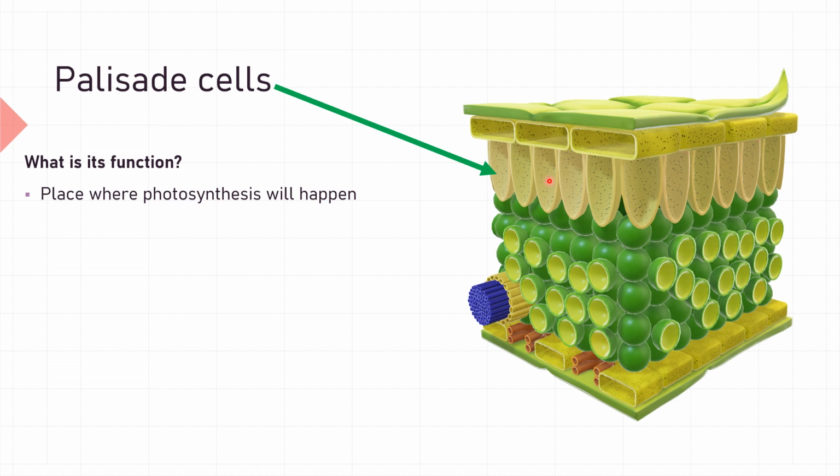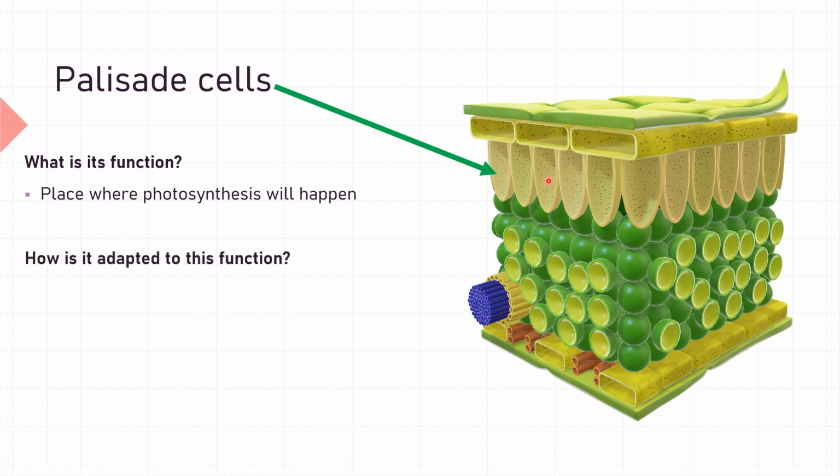Plants need sunlight, carbon dioxide, and water. When the palisade cells have these three things, they will be able to perform photosynthesis. In photosynthesis, what will actually be produced? Oxygen will be produced, which they can release outside, which is actually good for humans, and glucose, which is basically a simple sugar, which they use as food.